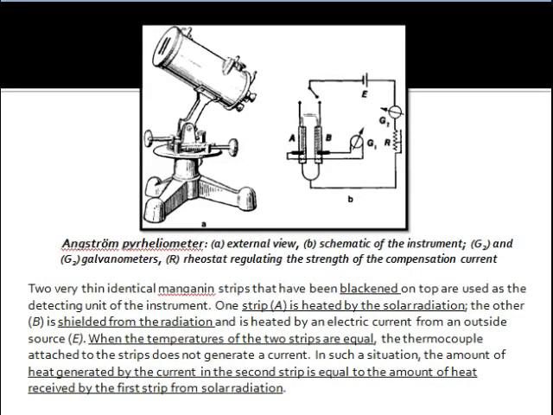This is about the Angstrom pyrheliometer. It is used for measuring the beam radiation.